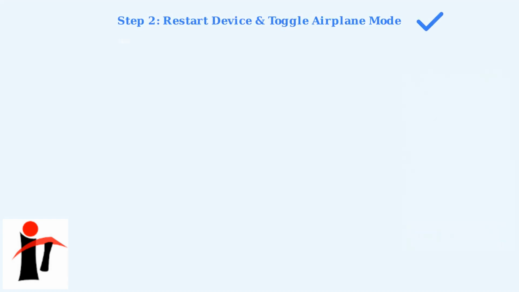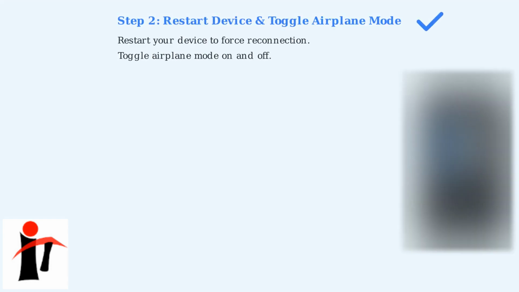Next, restart your device and toggle airplane mode on and off. These steps often resolve connectivity hiccups by forcing your phone to reconnect to a local network.